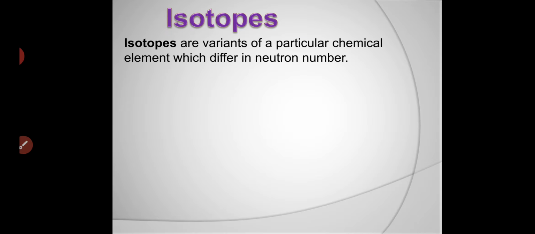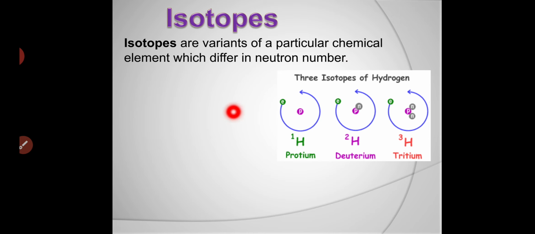Now we are going to study isotopes. At the beginning of the lesson we studied how Dalton's theory failed because of isotopes, right? So now we are going to study what isotopes are. Dalton said that whatever particles are present in a particular atom, they are the same. But isotopes are variants of a particular chemical element which differ in their neutron number. So even if the atom is the same, suppose hydrogen, it differs in the neutron number.